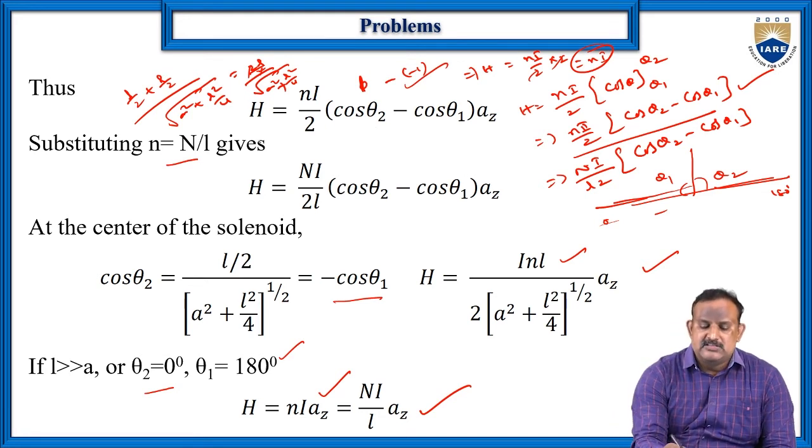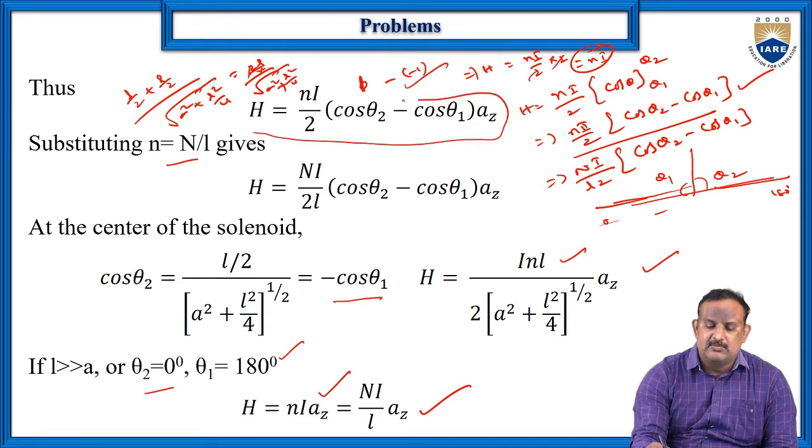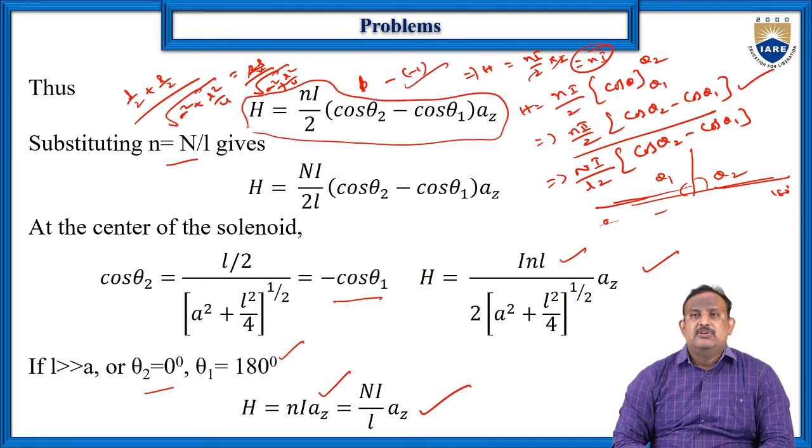So the magnetic intensity of a solenoid is H equal to NI by 2 into cos theta 2 minus cos theta 1 into Az.